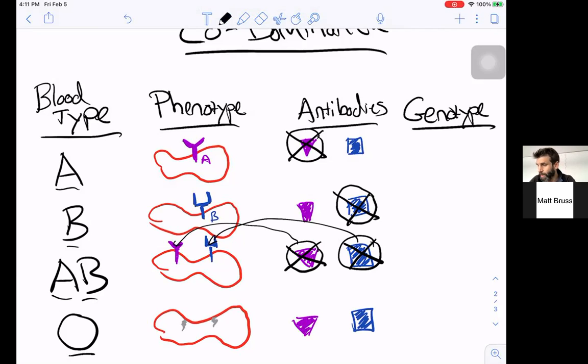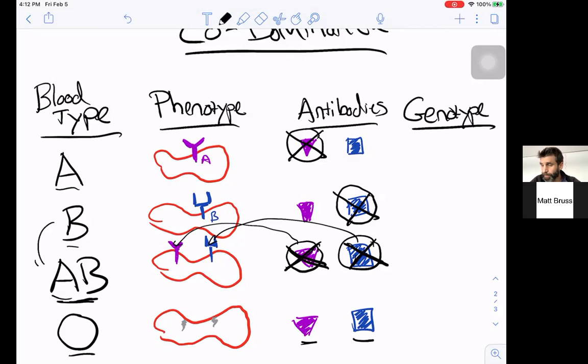In type O, we actually produce both of the antibodies because there's no reason not to produce those. And this becomes important when you're talking about blood transfusions or transplants, when you're bringing in new organs and a different blood type and mounting a response against the organ transplant or the blood transfusion. So in the case of AB, you don't produce either of the antibodies.